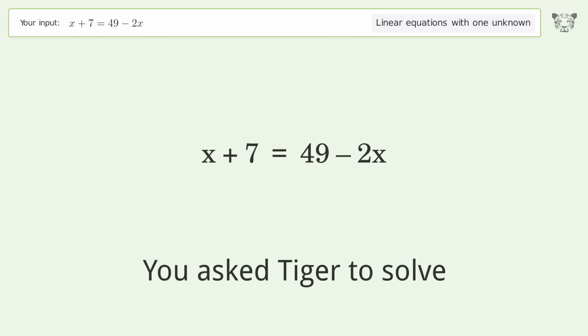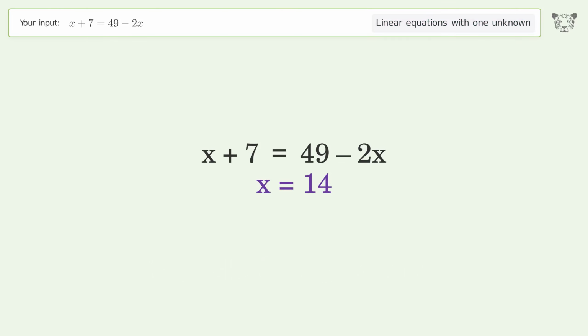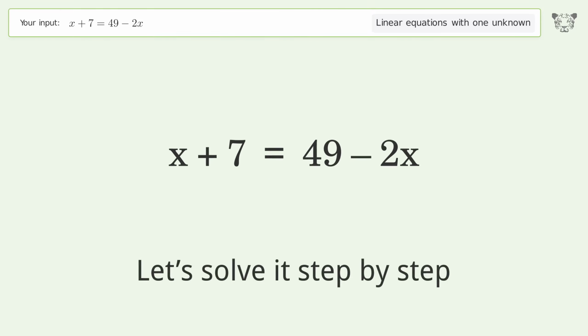You ask Tiger to solve this. This deals with linear equations with one unknown. The final result is x equals 14. Let's solve it step by step.